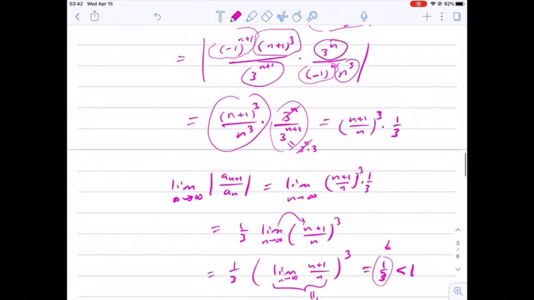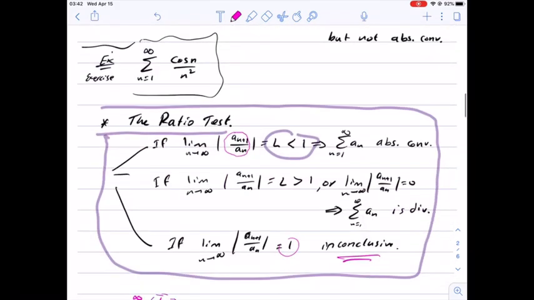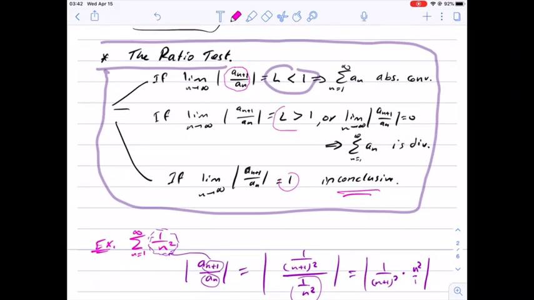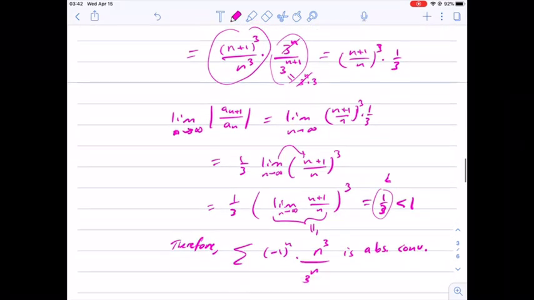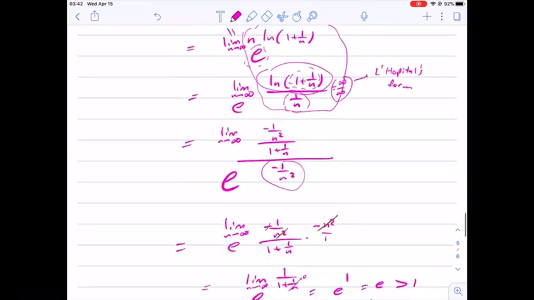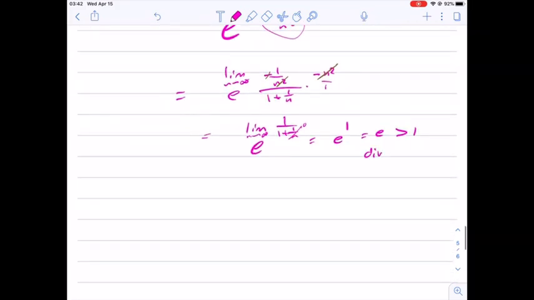e is greater than 1, that means this is divergent. If the limit gives us some value greater than 1, that means the series is divergent by the ratio test.